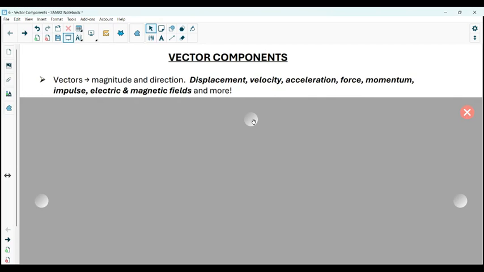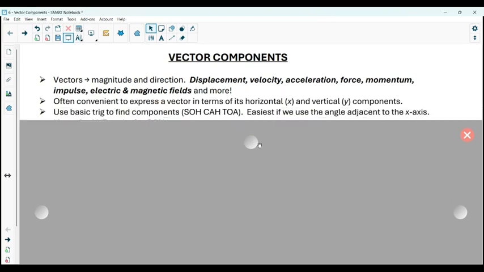So vectors have magnitude and direction. They could represent things like displacement, velocity, acceleration, force, momentum, impulse. Impulse is another momentum thing. We'll talk about that later. Electric and magnetic fields and more. They can represent all kinds of stuff we're going to study this year.